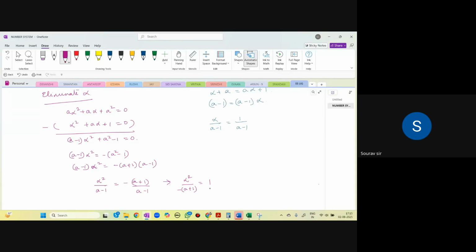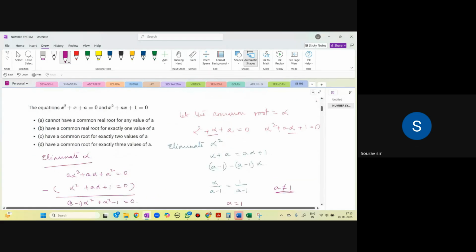Yes, sir. Okay. So that means from here, you can clearly say that a cannot be equal to 1. Because if a is 1, that becomes undefined. Right? So if a is not 1, then alpha is 1. Right? So that means one common root is alpha equal to 1. Right? Okay.